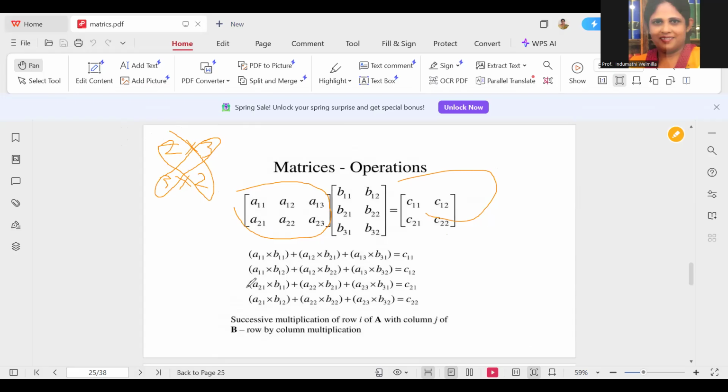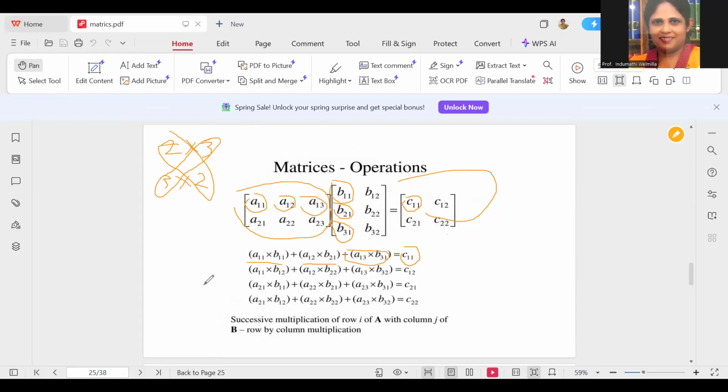You can see this, right? First we have to multiply A11 into B11, right? So this is one. Then we need to add A11 multiplying by B21, right? B21, okay, that is the second one. Then we need to add the product of A13 and B31, right? After adding all these three, we can get the first element. Okay, this is the first element, right?